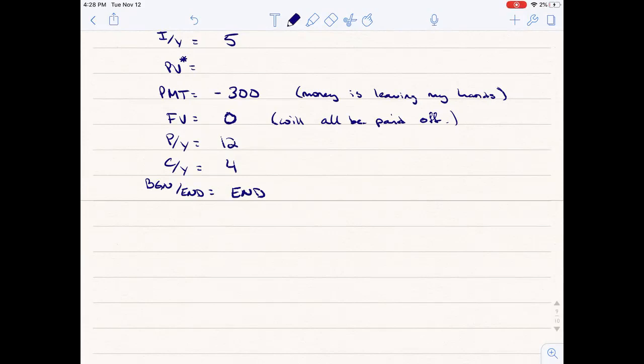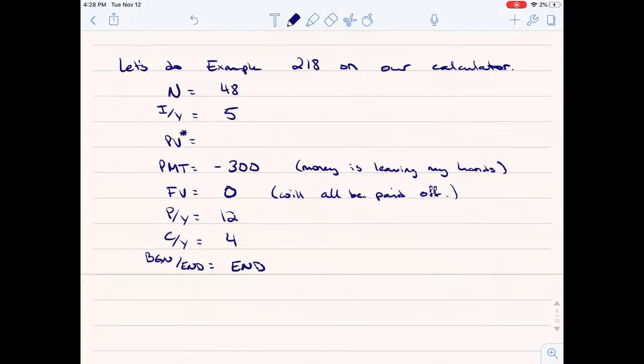All right, so we haven't done a ton of work on our calculator. But for these white buttons, all we do is figure out what we have to put in. I have to put 48 into n, so you have 48, and then you hit n, and it should just end up saying n equals 48. And then we keep going, so 5 into the interest per year. I'm going to skip the present value because I'm going to come back and compute it. Then I'm going to have negative 300 into the PMT, and 0 into the future value.